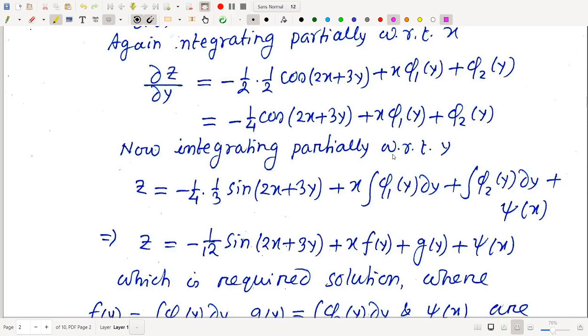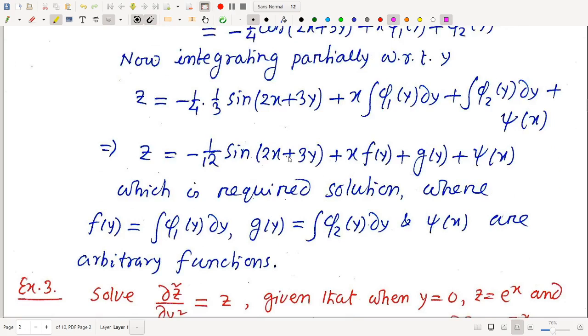Now integrating this partially with respect to y, ∂z/∂y will become z, and here if we integrate with respect to y, cos(2x + 3y) integration will be sin(2x + 3y) into 1/3, the coefficient of y is 3, and here integration of φ₁(y)∂y, x constant taken out, integration φ₂(y)∂y plus ψ(x). So this is z equal to minus 1/12 sin(2x + 3y), and let us name this integration φ₁(y)∂y as f(y) and integration φ₂(y)∂y as g(y), just name, plus ψ(x). So this is the required solution.